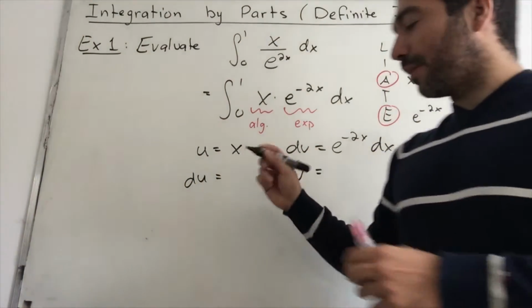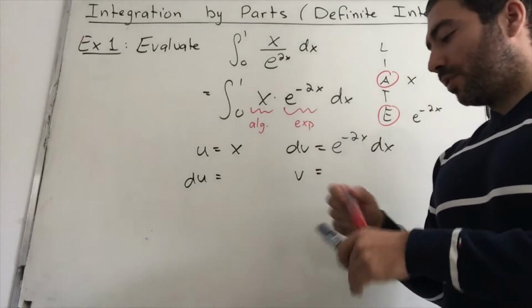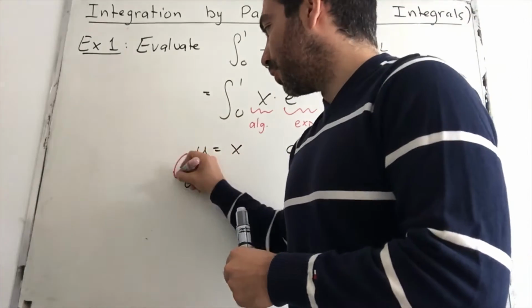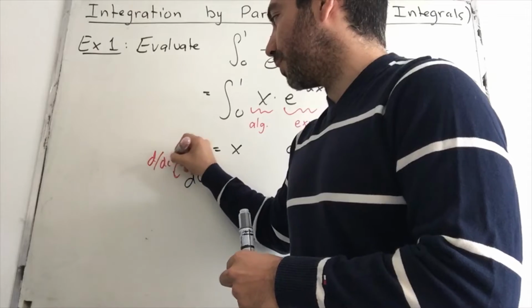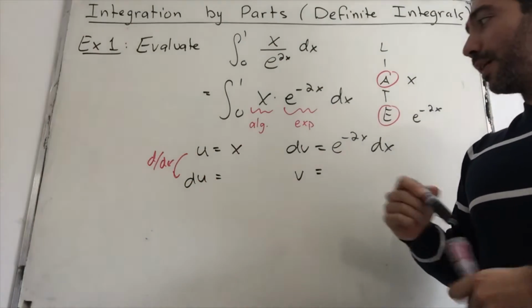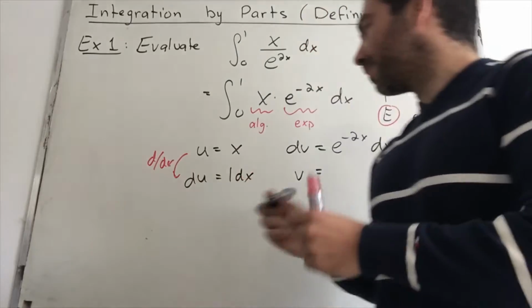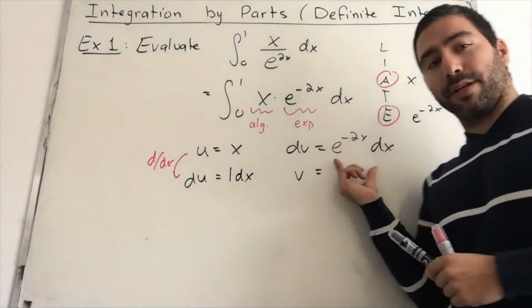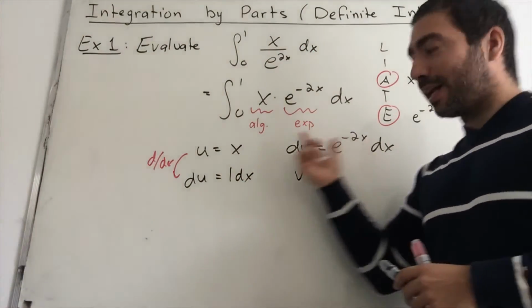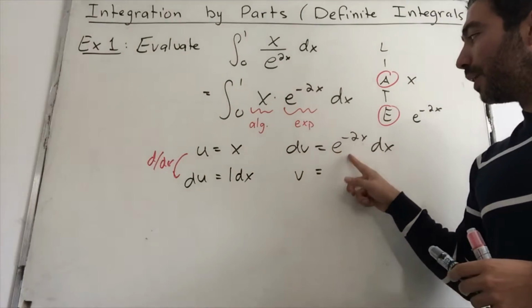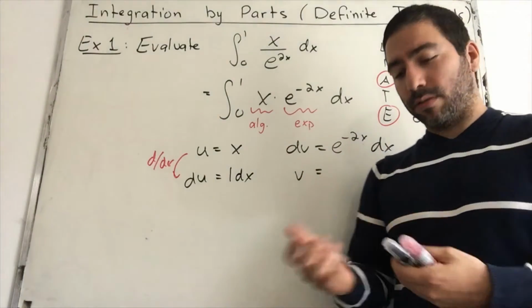So let's go ahead and do that. So deriving x, we're deriving with respect to x. We're taking the derivative, d dx. The derivative of x with respect to x is just 1 dx. Here we're integrating. Okay, so this you might have to do on the side. How do we integrate e to the negative 2x dx?